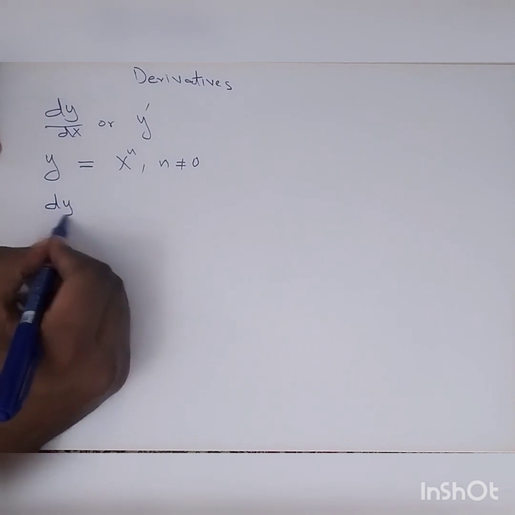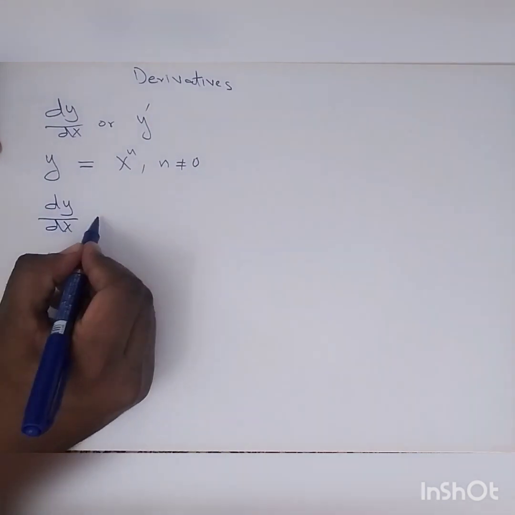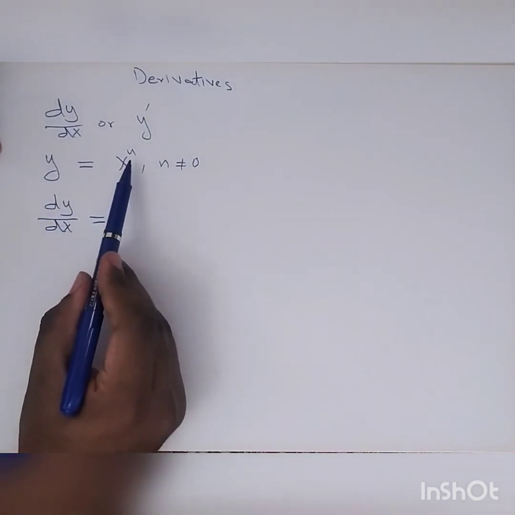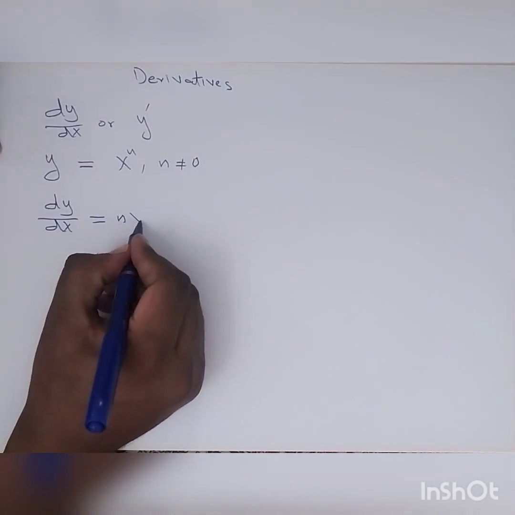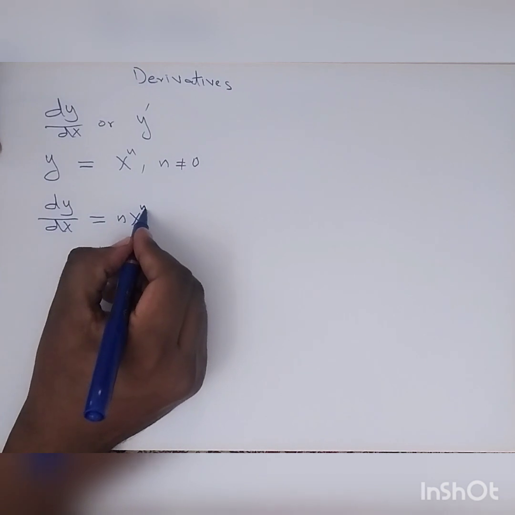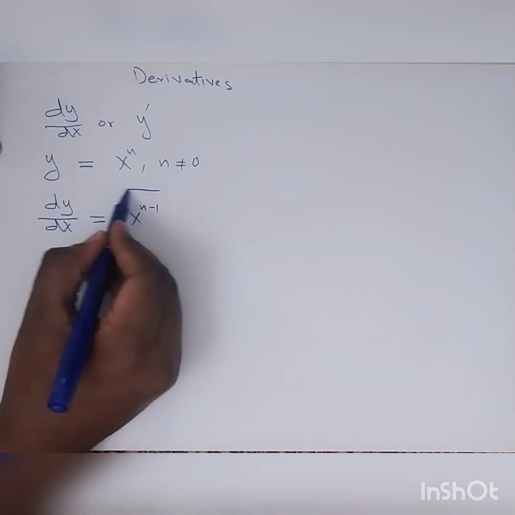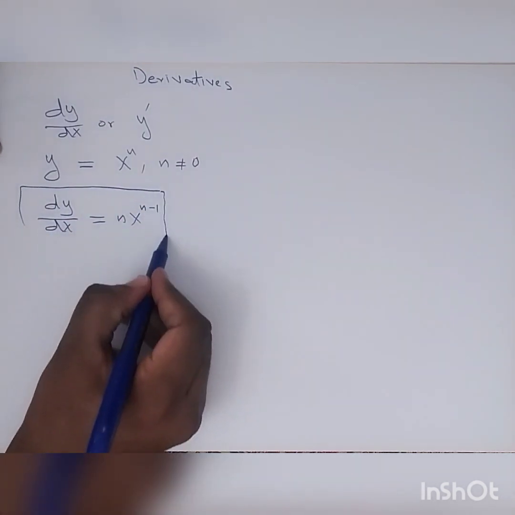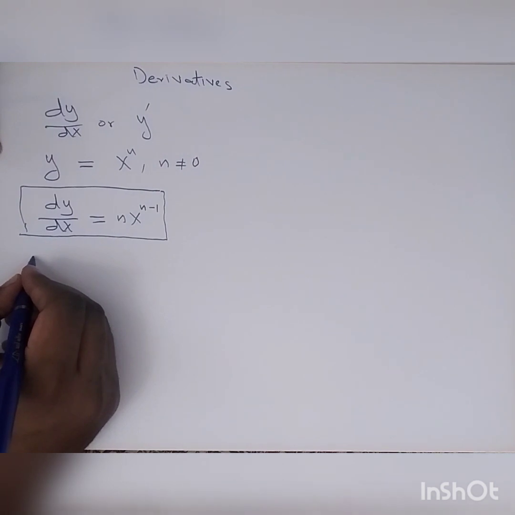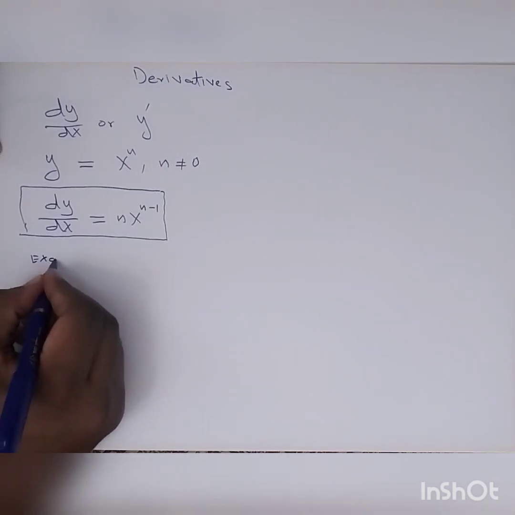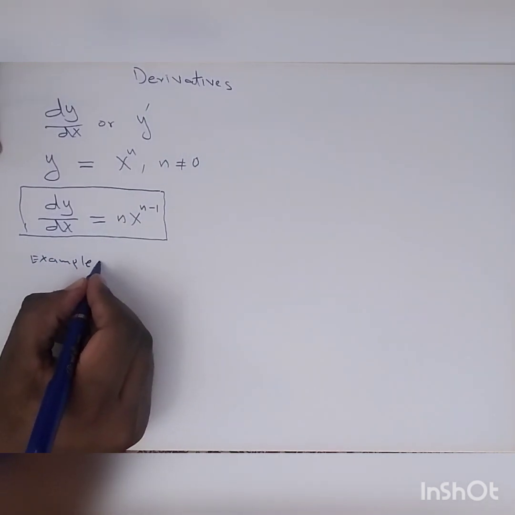Then dy by dx will be equal to, what we do, we multiply by n, and then for x we subtract 1, so n minus 1. So this is the main rule of derivatives that we will apply. Let us look at an example, maybe we call it example 1.